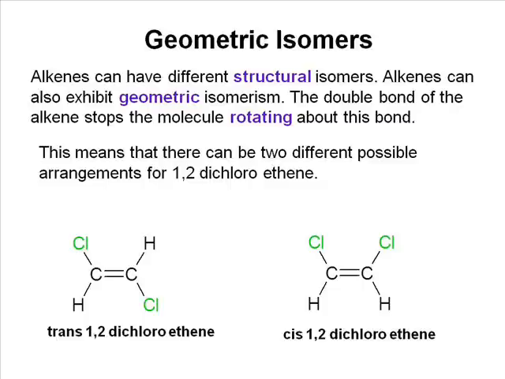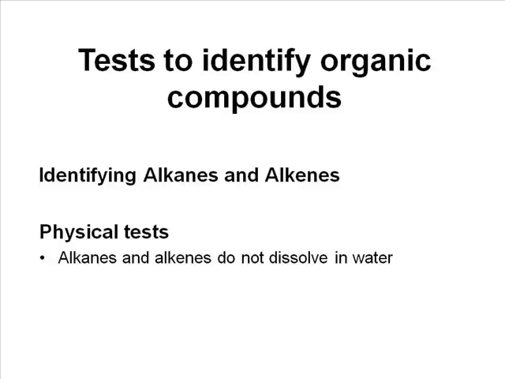That's called a trans. So we put that in front. And the second one, they're still bonded to the same carbons, but they've got both chlorines at the top. And that one there is a cis. Okay, so these are geometric isomers.